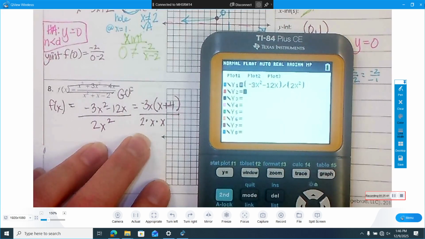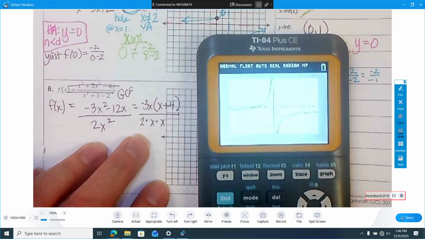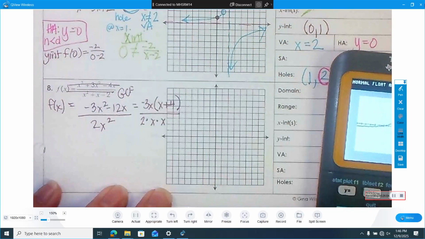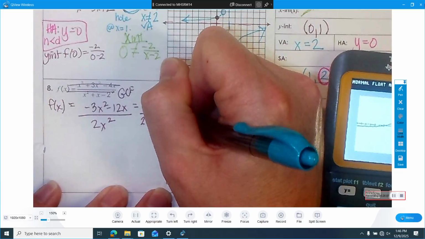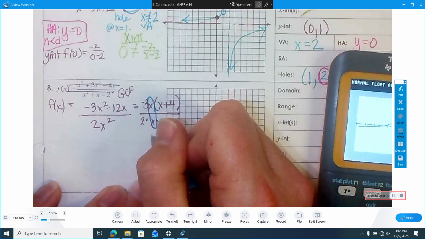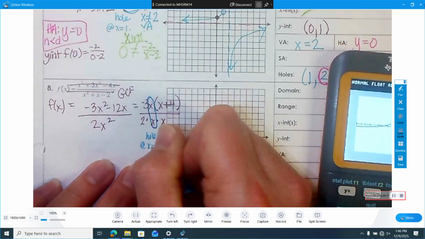Do we have a hole? All right, let's look. Okay, well, this is kind of interesting looking. All right, you see that? Okay, let's see what happens here. We do actually have a common factor right here. There's an x on top and an x on bottom, which means that we would perhaps have a hole at x equals 0.